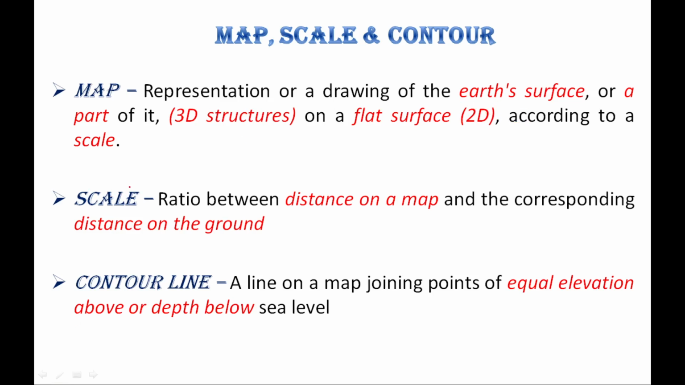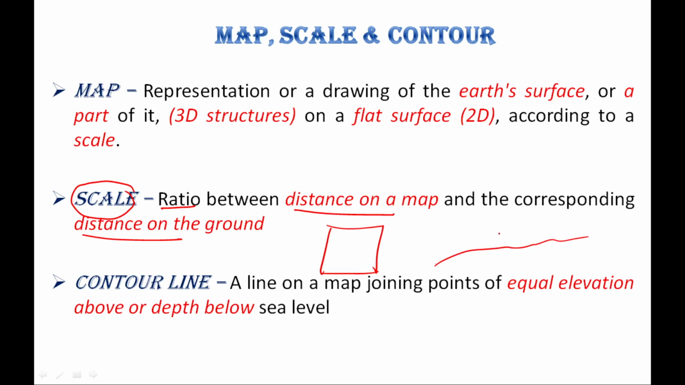One is scale. Scale is the most important element in a map. What is a scale? Scale is nothing but the ratio between distance on the map to that of distance on the ground. That means if this is the sheet of paper, and in the real ground surface, in reality, some outcrop is having a length of 10 kilometers.